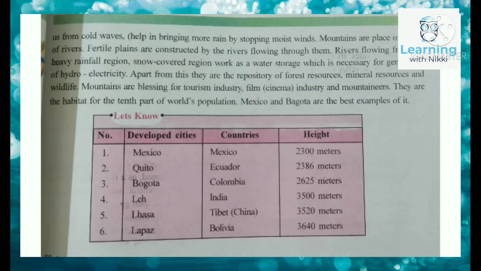Rivers flowing from the heavy rainfall region, snow covered region work as a water storage which is necessary for generation of hydroelectricity. जहाँ पे हैवी रेनफॉल वाले रीजन हैं या स्नो कवर्ड रीजन हैं, so continuously throughout 12 months, 24 hours we can say they have the water, and with the help of that we can generate hydroelectricity. Hydro means water, so water से जो electricity generate होगी उसे hydroelectricity कहते हैं.